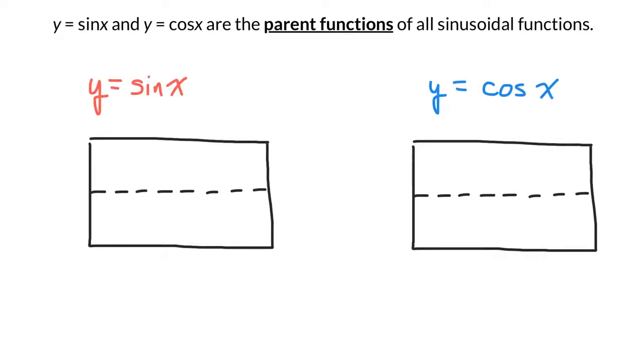Both of them have a central axis at y equals 0. They both have a maximum value of 1, and they both have a minimum value of -1. Both start at 0 on the x-axis, and one complete cycle has a period of 360 degrees.